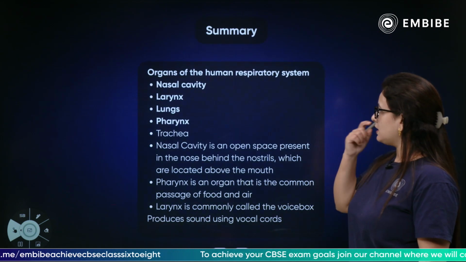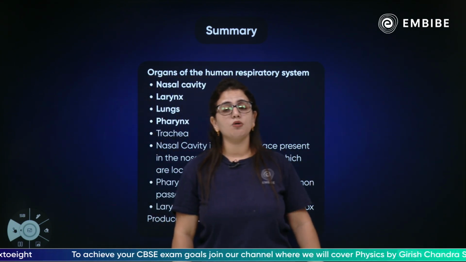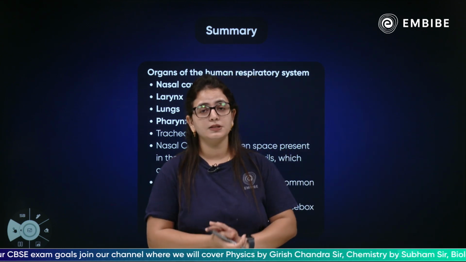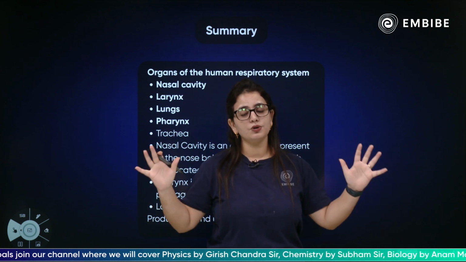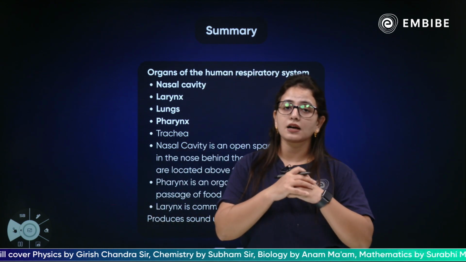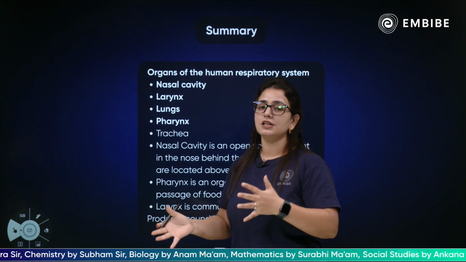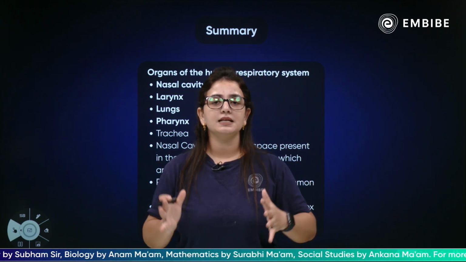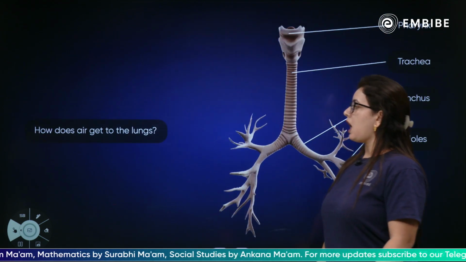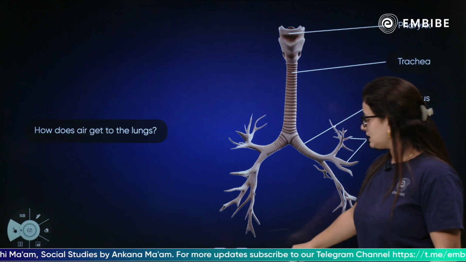So, children, this brings us to the end of this session, where we have studied the parts of the respiratory system. I know the lungs are left, but the lungs have a huge description, so we are going to talk about the lungs in the next session. We have discussed the nasal cavity, larynx, a little bit about the lungs, the pharynx and the trachea, what function each of them has and how they are placed inside your respiratory system. Next, we will discuss how air gets inside the lungs.